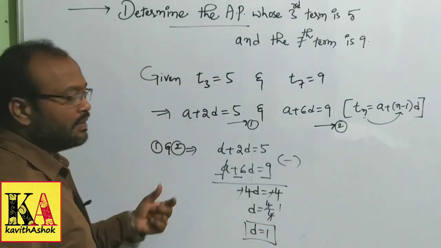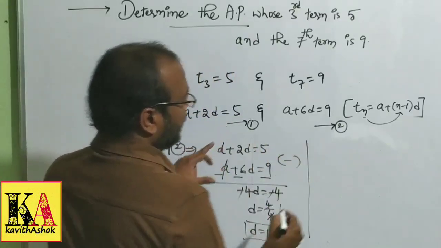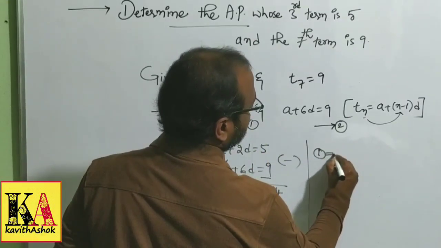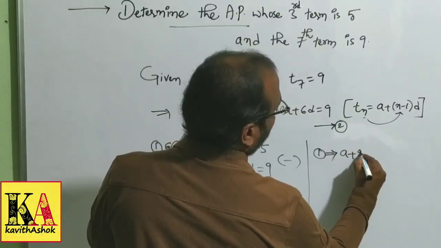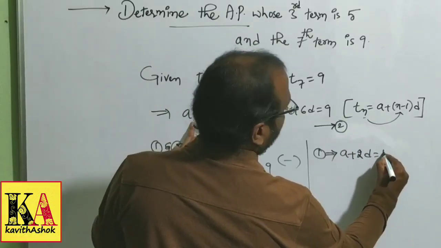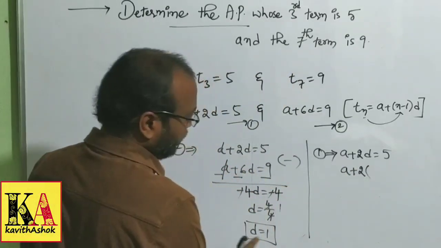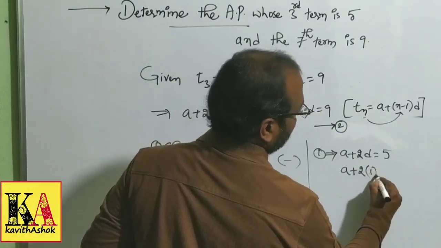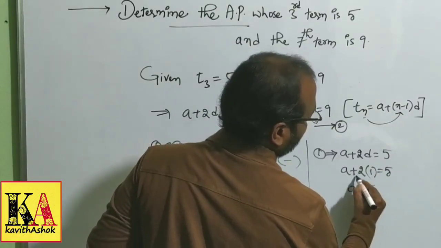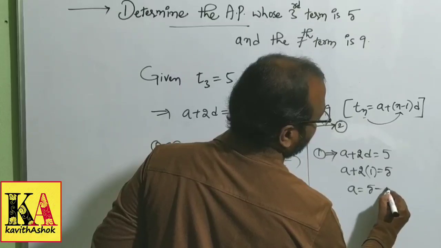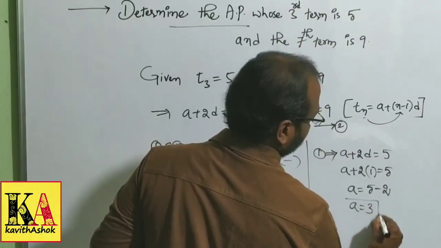Now we want A value, right? So take any one of the equations, either 1 or 2. I am taking 1 here. A plus 2D is equal to 5. So A plus 2 into, in the place of D we will replace with 1, is equal to 5. Now A is equal to 5 minus 2. If you take the 2 to the right part, it becomes minus 2. Then A is equal to 3.